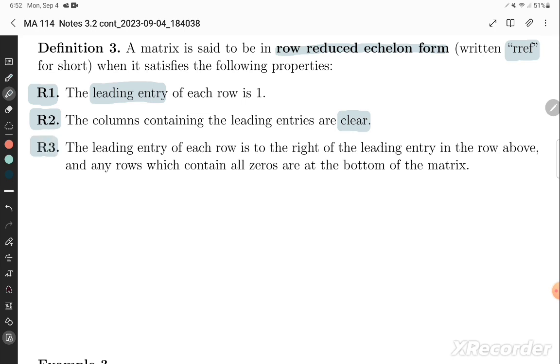And then we have the last property that row-reduced echelon form has. The leading entry of each row needs to be to the right of the leading entry in the row above it. And any rows which contain all zeros are at the bottom of the matrix. So this seems like a lot, but we're going to go through quite many examples to get the idea of what it means for something to be in row-reduced echelon form. Because when we're solving systems of linear equations using Gauss-Jordan elimination, we're row-reducing our matrices, we want to get them in row-reduced echelon form.